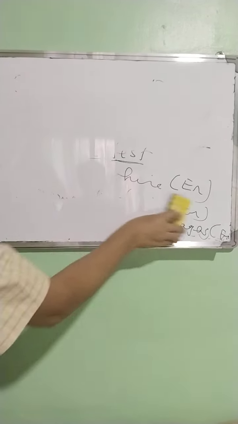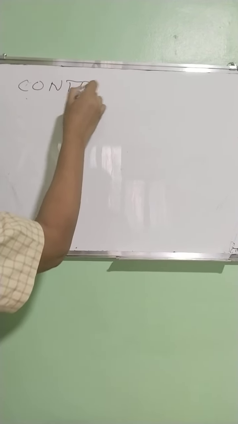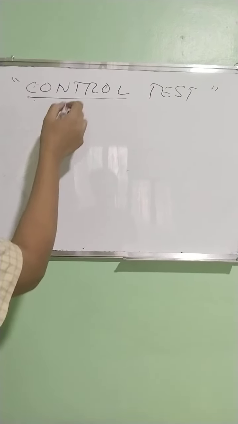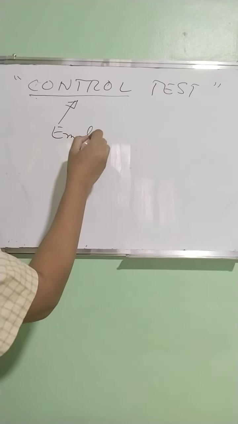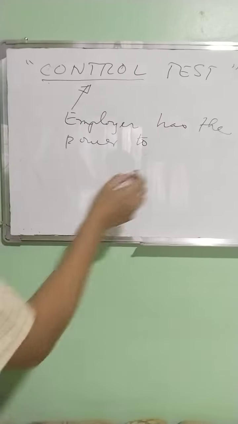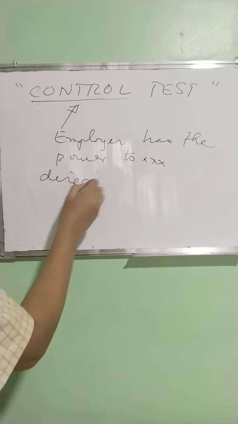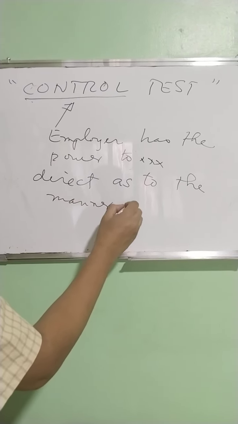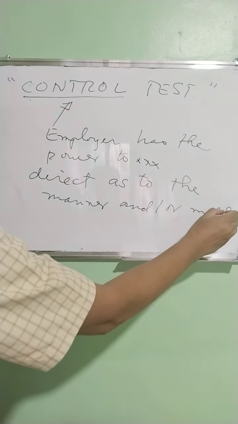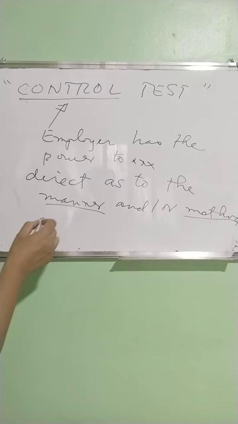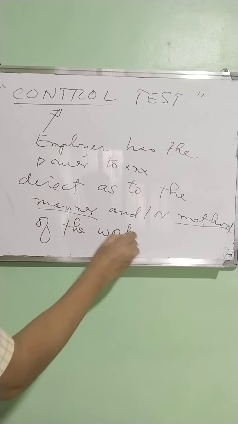Okay, this is what we mean by the control test. No? When we speak of the control test, under the fourfold test, when we talk about this, meaning the employer has the power, no? Has the power to what? Has the power to direct as to the manner, direct as to the manner and or method, he has the power to direct the manner and method of the work to be done. Work to be done. No?